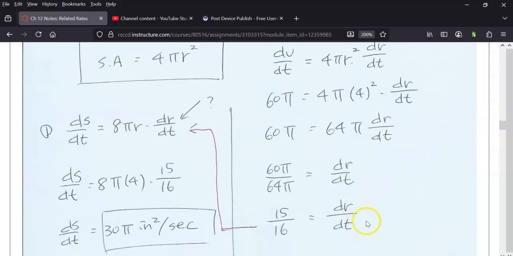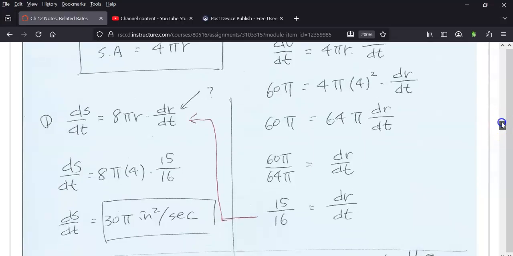Once we find dr dt equal to 15/16, we can continue going back to what our mission was. Our goal was to find dS dt. It had nothing to do with this dV dt business. But we only did that because we need to find dr dt in order to continue finishing our problem. So now we know dr dt is equal to 15/16. All you have to do is multiply this out, then you get our answer. So dS dt is 30 pi inches squared per second.